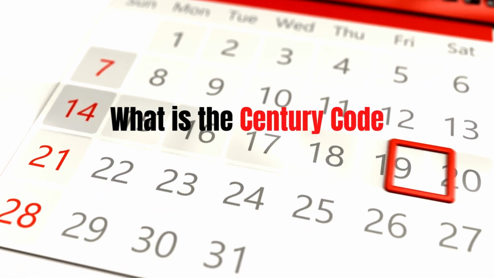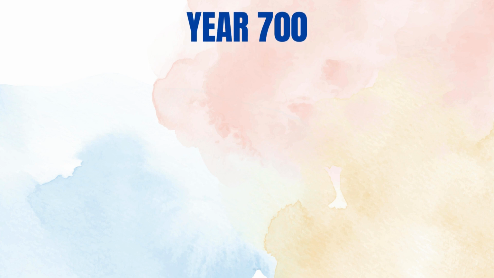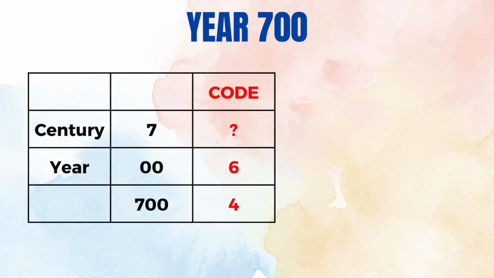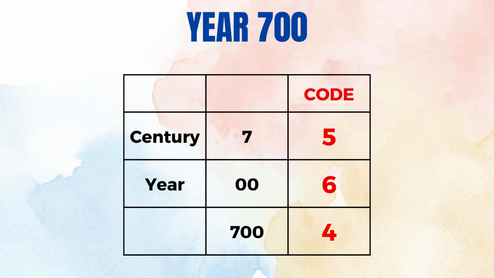What is the century code of year 700? Century is 7, year 00 equals 6, 700 equals 4, x plus 6 equals 4, x equals 5, century 7 equals 5.